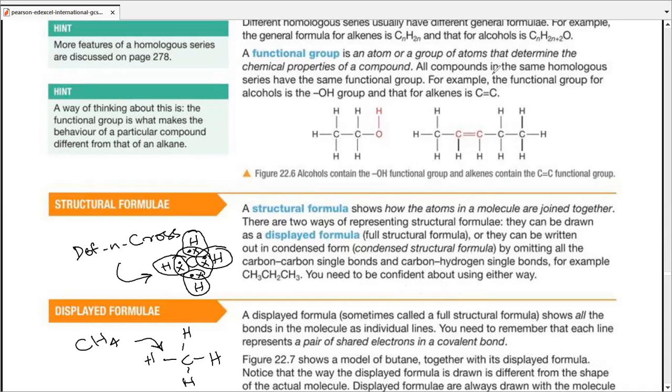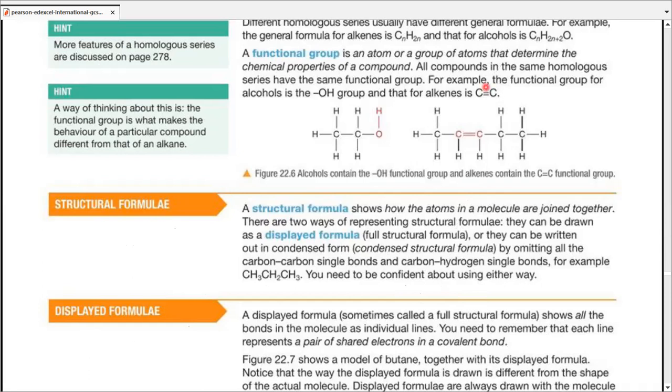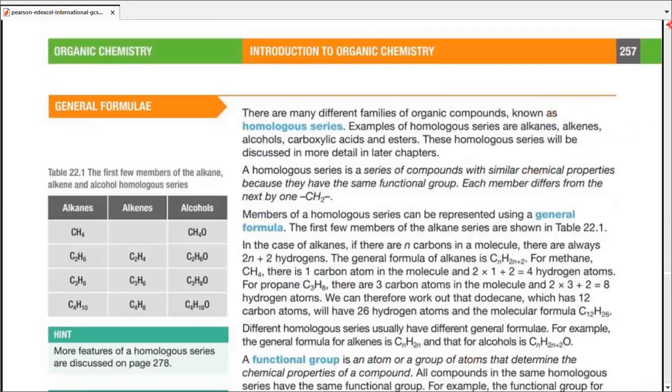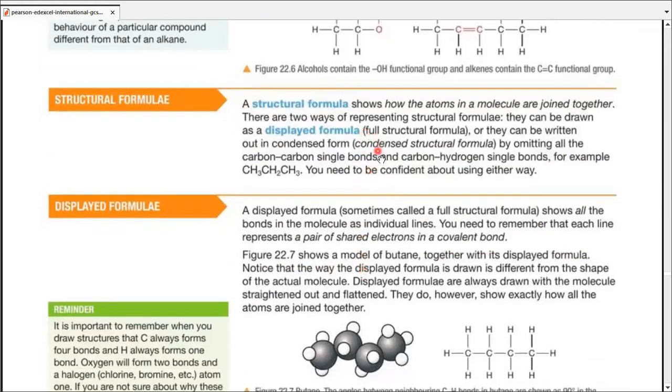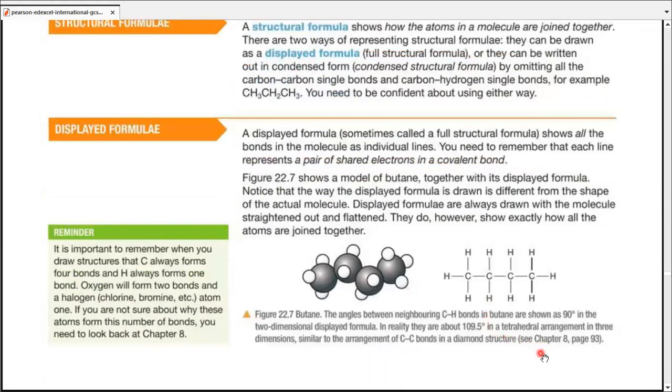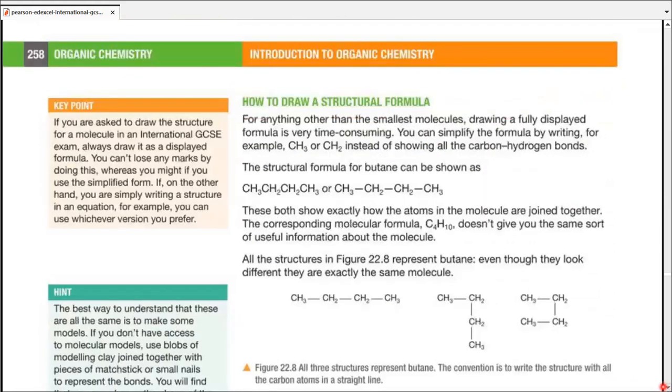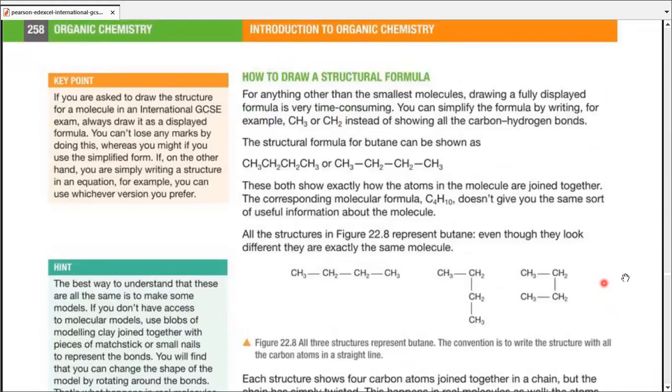Okay, so revising, keep in mind that the first one on the list was empirical, the second molecular, the third general, the fourth one structural, the fifth one condensed or displayed formula. The sixth one on the list is dot and cross formula. So we have many different types. Make sure that you understand what the examiner asks for. He can ask you to draw any kind of formula.